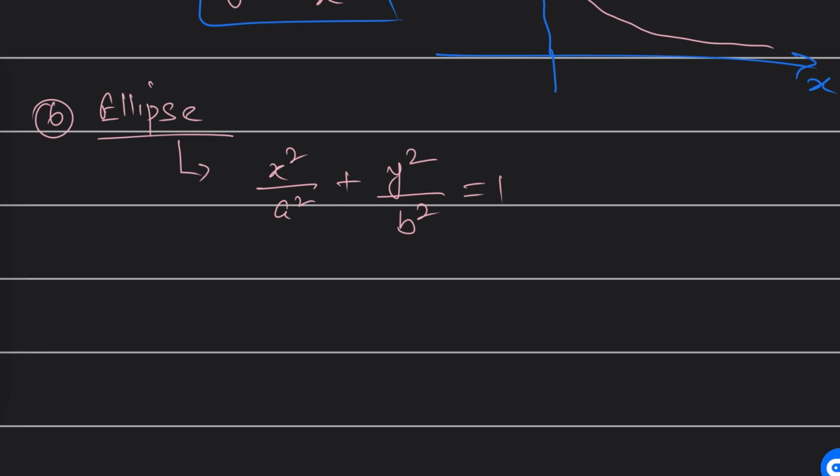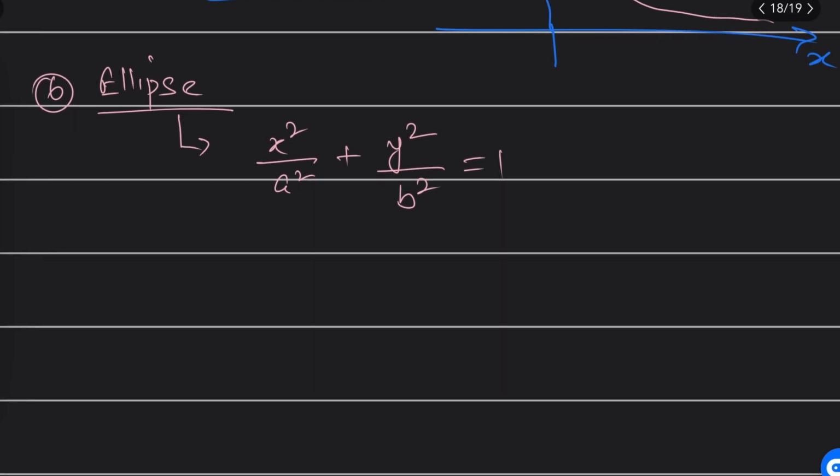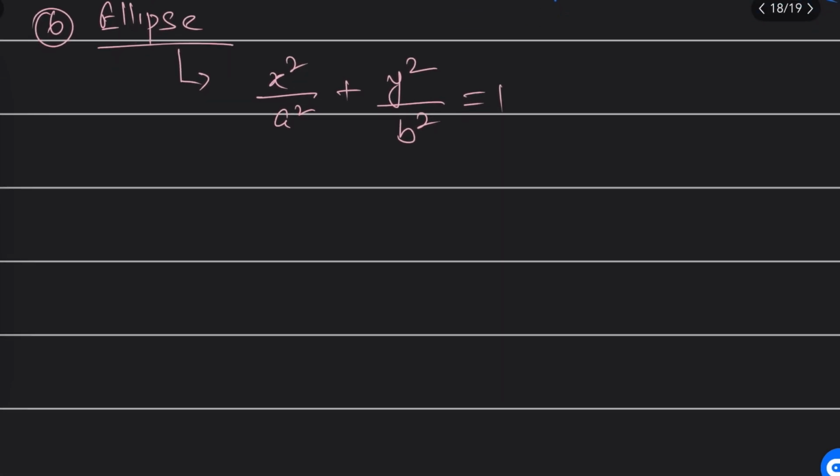In x, a and y, b, everywhere the power was 1, but in ellipse the power is 2 in every variable as well as constants. Now here, what are a and b? Semi major axis and semi minor axis, sir. Let me show you the graph, then you will understand more clearly. In the ellipse, sir, this axis is called the semi minor axis and this is called the semi major axis.